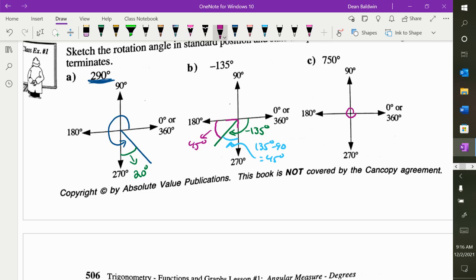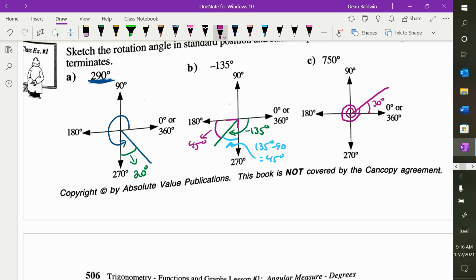If you go all the way around once, that's 360. If you go all the way around twice, it's 720. How much past 720 do you have to go to get to 750? So this is 30 degrees. You'll find we don't just stay within 360. We can just keep going and going and going.